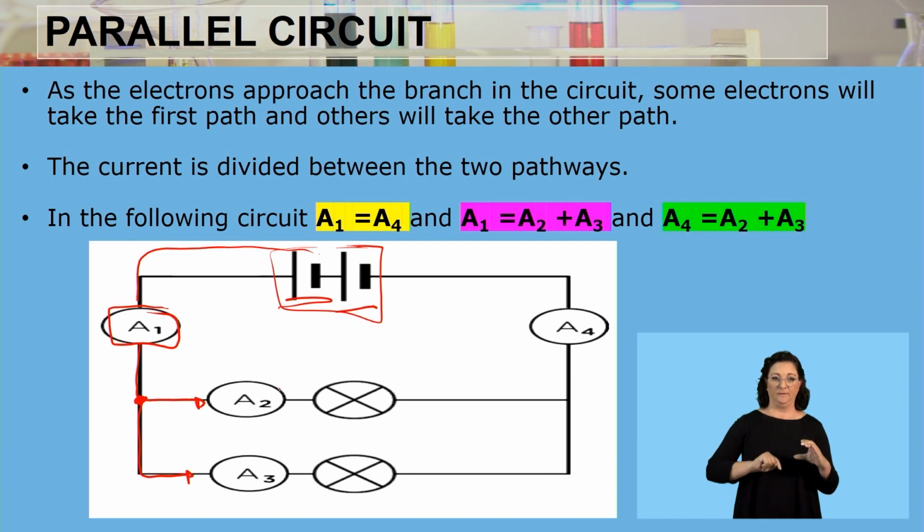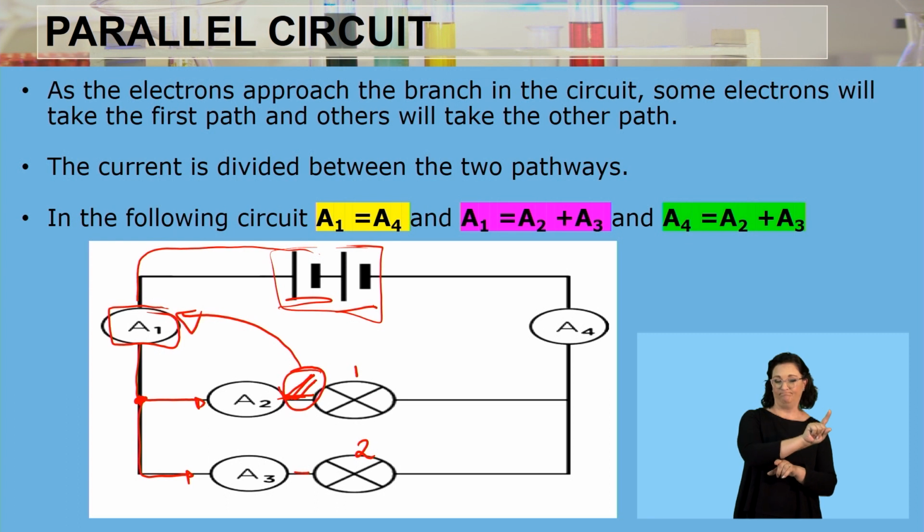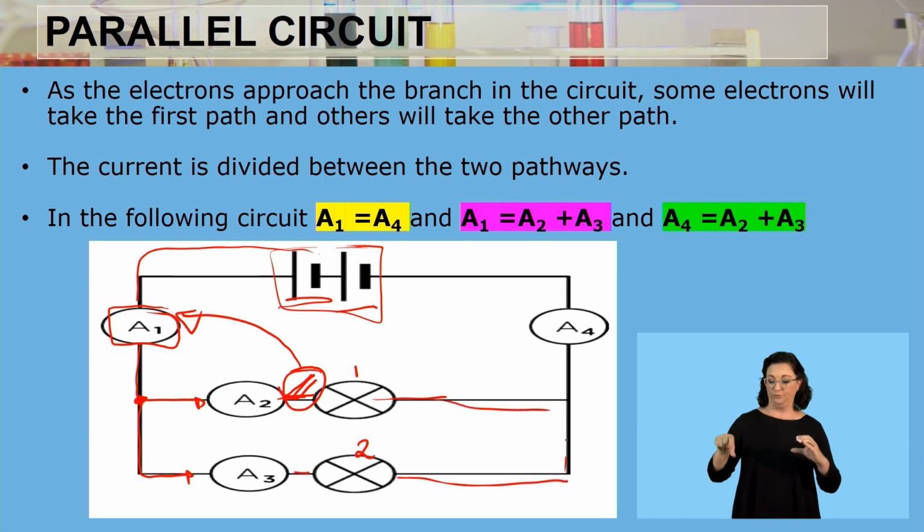Now the current here that is going to pass through this, let's call this bulb number 1 and bulb number 2. The current that is going to pass through bulb number 1 is going to be the same current that is going to be passing through bulb number 2. However, the current at bulb number 1 is going to be different from the current at the ammeter A1. Now, after the two currents have passed through bulb number 1 and bulb number 2, they will add up together here and pass through A4.